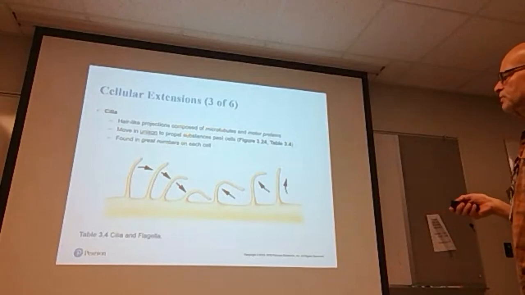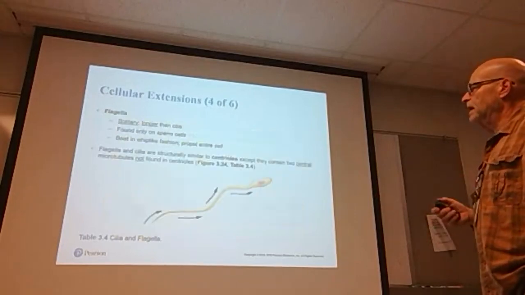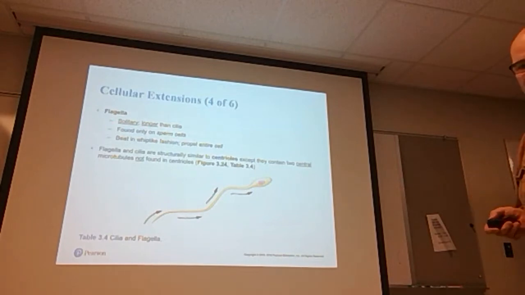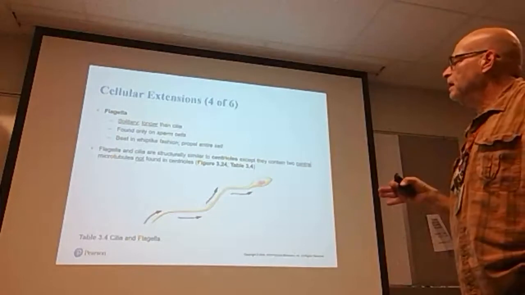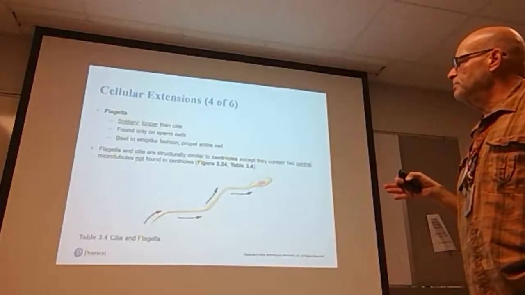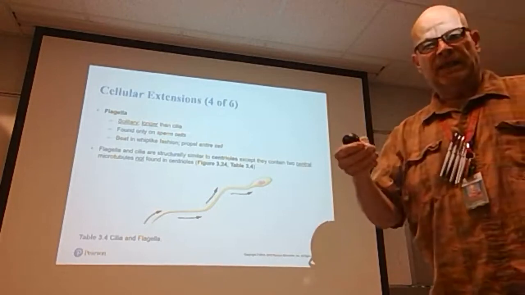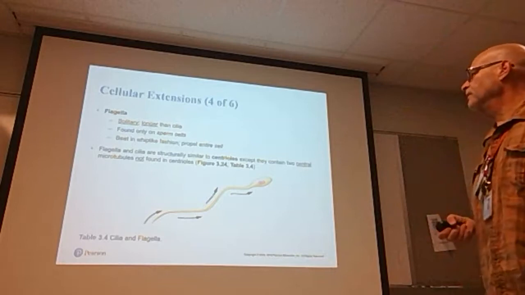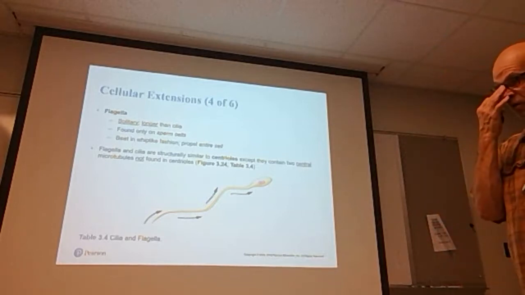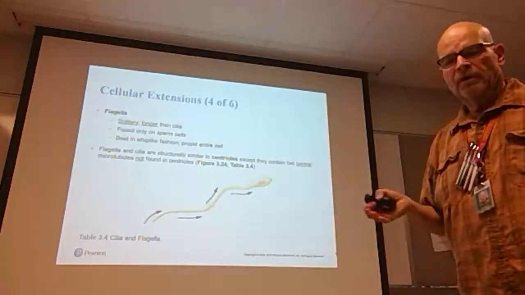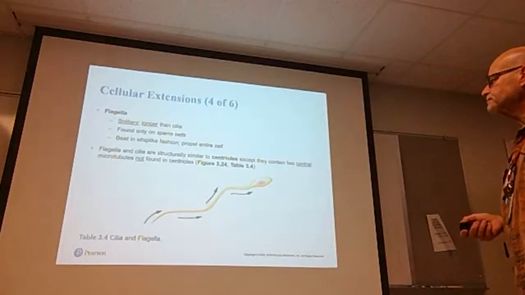And these are found in great numbers where they do exist. The flagella is a solitary structure, longer than cilia. In the human organism, it is found only in sperm cells. So theoretically, the only flagellated human cell is the sperm cell, and then theoretically, only half of the human beings make those. But as we all know, there are not half as many males as there are females. There are more females on the planet than there are males.